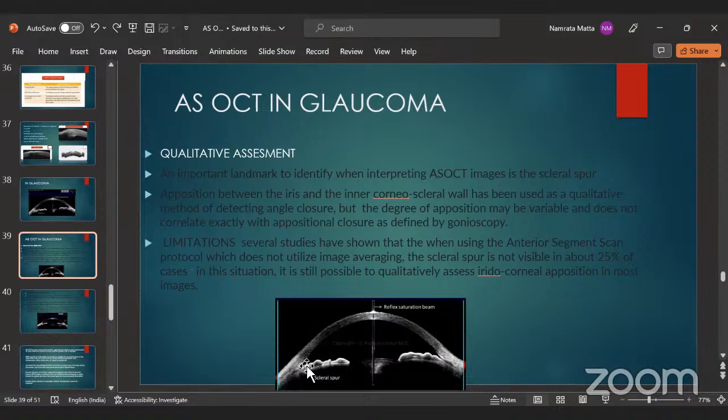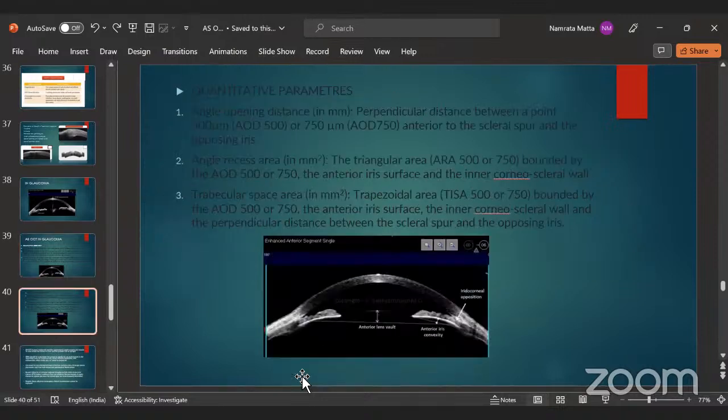Where we place the marker, from there we will measure the angle. So this is very much dependent on the person who is measuring, if it is accurately placed or not. Also, it does not exactly correlate with the appositional closure as defined by gonioscopy. And in certain cases, the scleral spur is not visible, and hence we cannot assess the angle with the ASOCT. Quantitative parameters which are measured in ASOCT are angle opening distance, angle recess area, and trabecular space area.